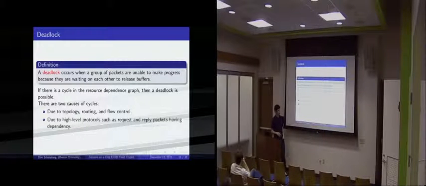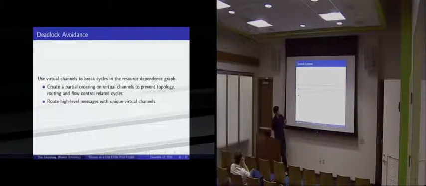So typically what you'll do is some sort of deadlock avoidance. So I'll talk about, again, the two causes of the cycles in the resource dependency graph.